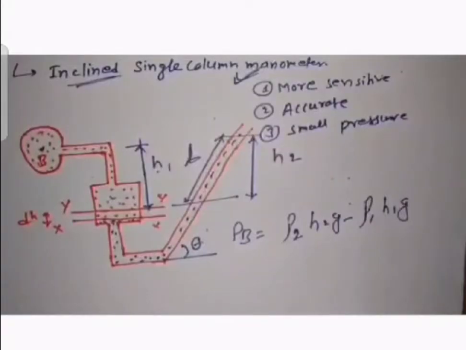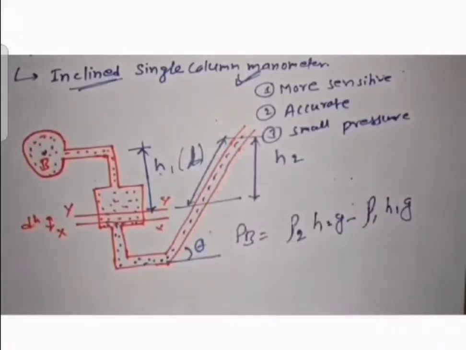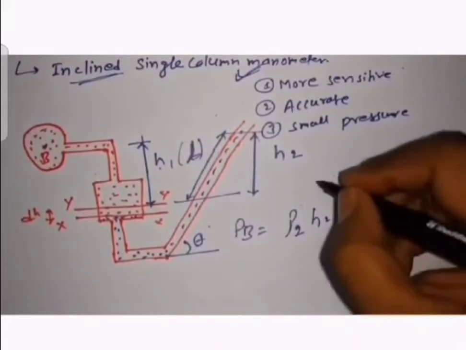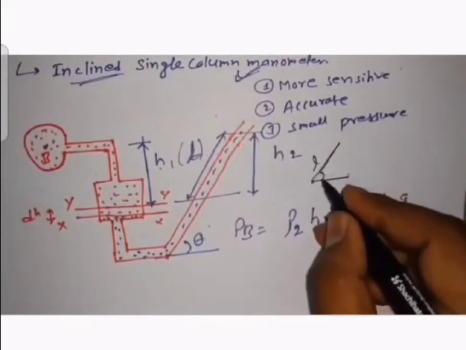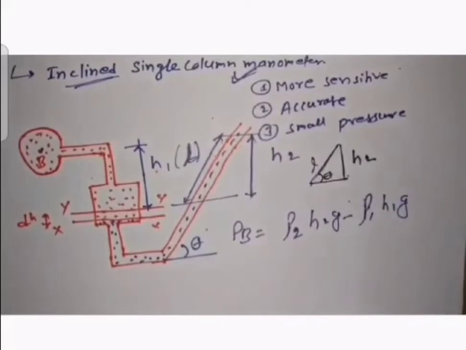So we need to do what? We have to introduce this L. For this, we have to understand the concept of trigonometry. So let's say this is L, this is angle theta, and this is h2. Now I hope you understand.